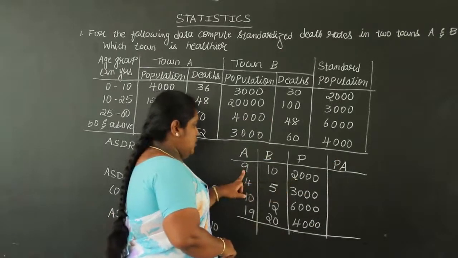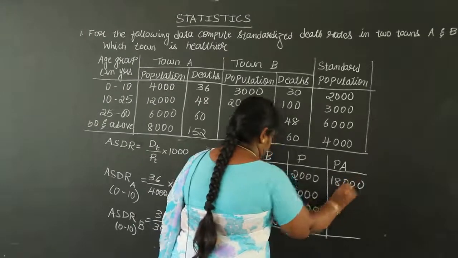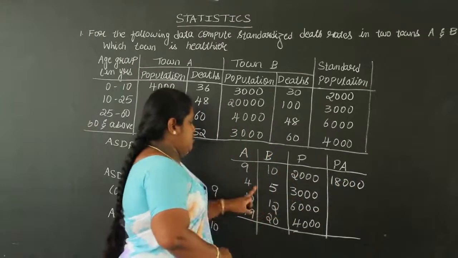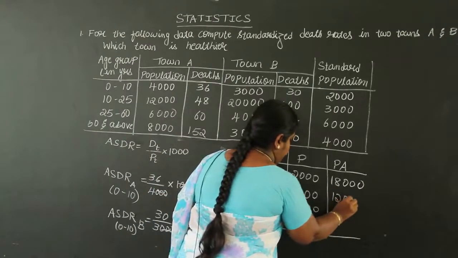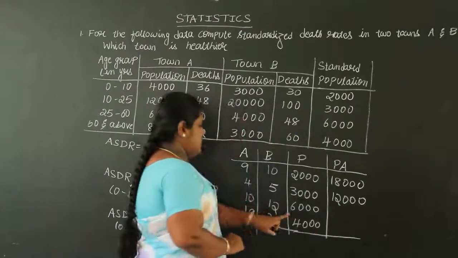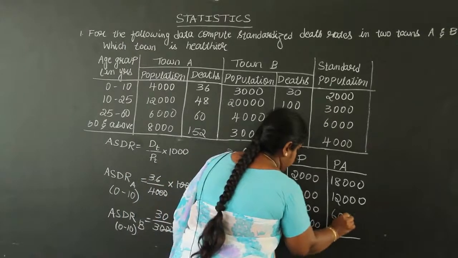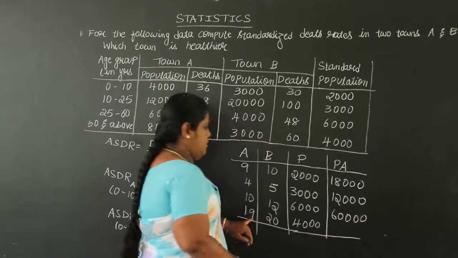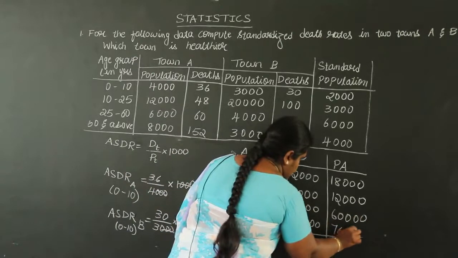So 2000 into 9, it is 18,000. Then 3000 into 4, 12,000. 6,000 into 10, 60,000. 19 into 4,000, 76,000.